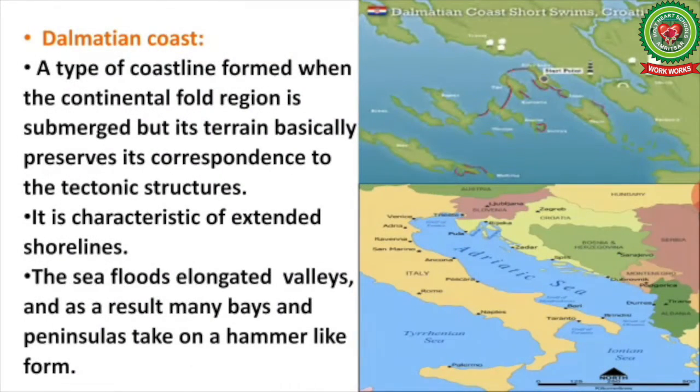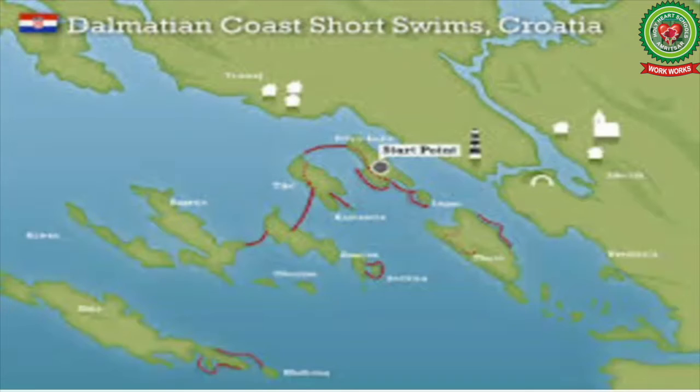Dalmatian coast. A type of coastline formed when the continental fold region is submerged, but its terrain or landform basically preserves its correspondence to the tectonic structures. It is characteristic of extended shorelines. The sea floods elongated valleys, and as a result, many bays and peninsulas take on a hammer-like form.